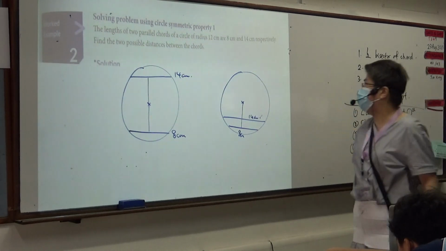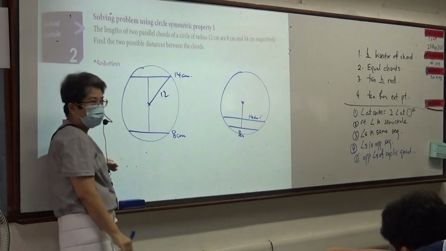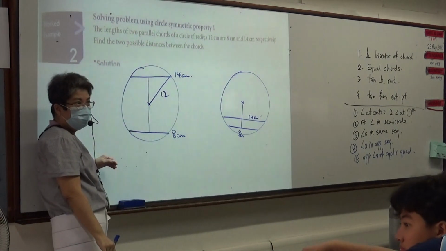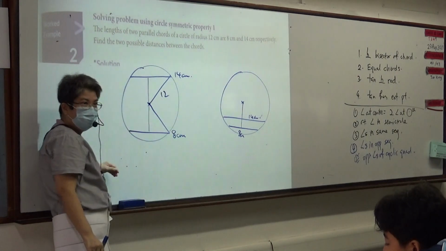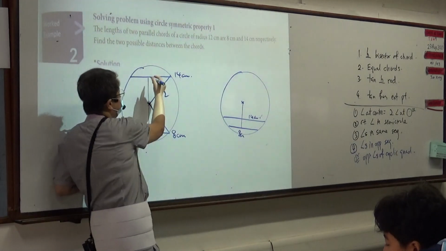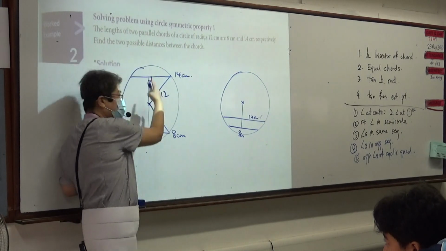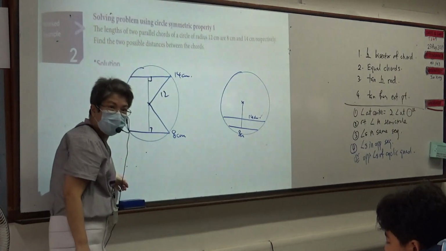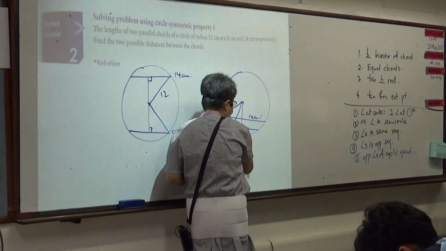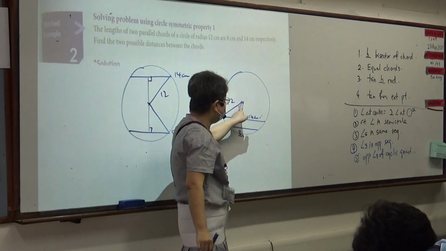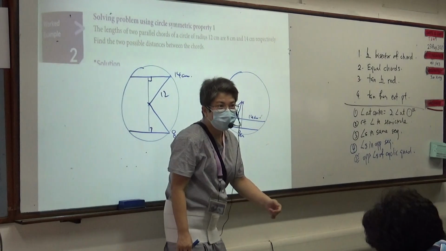Okay, they tell you the radius is 12. That means this guy is 12 now. Can you see? Then this guy is also 12, right? Everybody okay? Then I know this is perpendicular. I can use Pythagoras theorem. I find this, right? Everybody clear? Okay, now for this part, this is also 12. This is also 12. I can use Pythagoras theorem, find this, then after that I minus, right? I can get the answer.